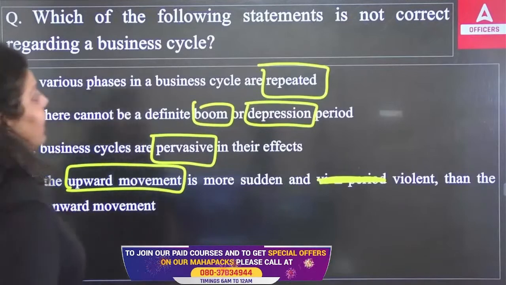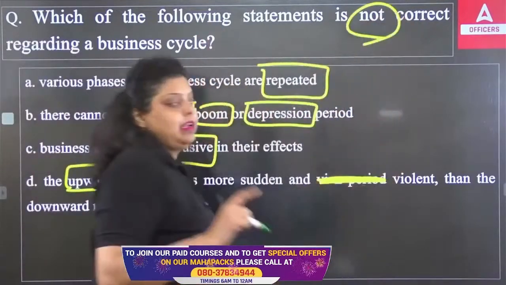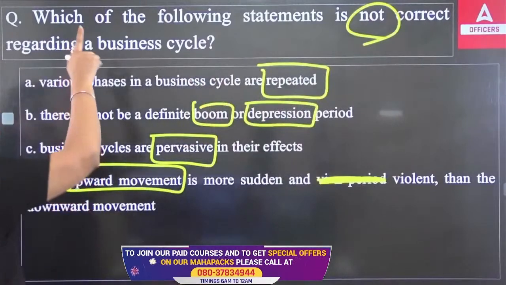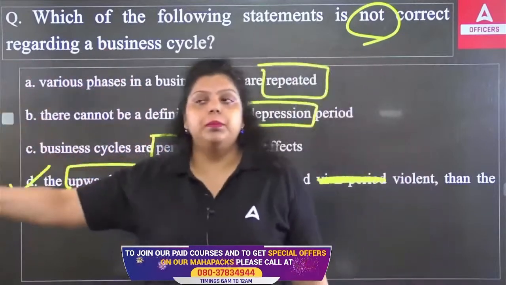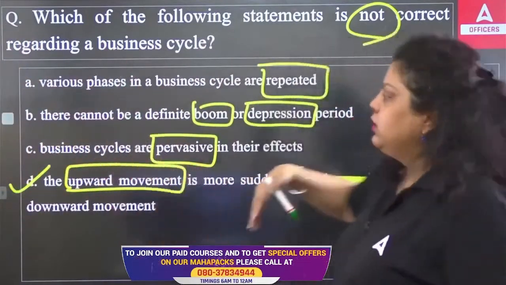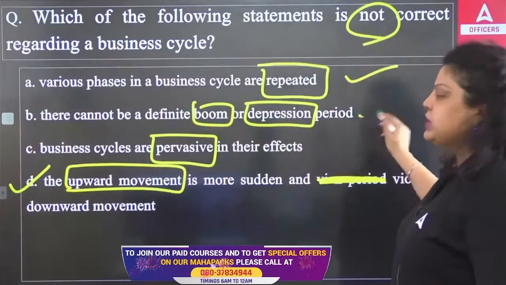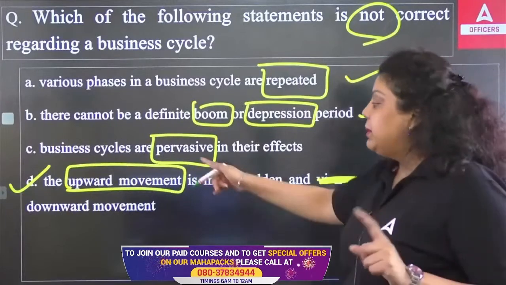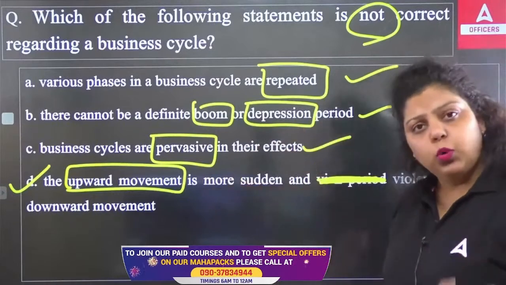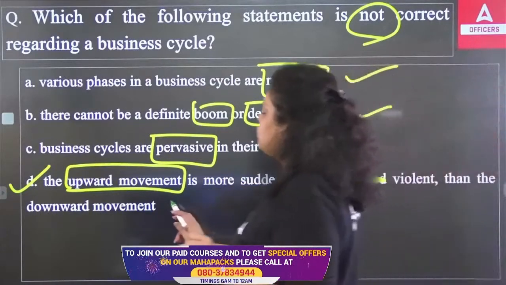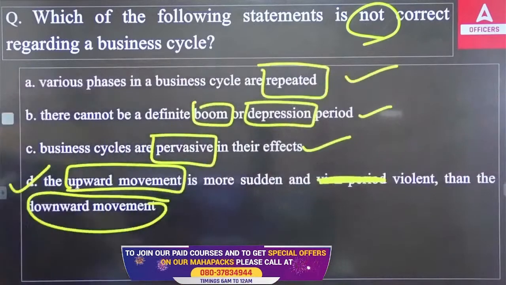So what do you think? Which of the following is not a correct statement regarding the business cycle? The right answer will be option D. The various phases are repeated, and that's true: your boom, your recession, your depression, then recovery again. This is going on. Definite boom and depression cannot be seen in the business cycle. That is also true. Pervasive means it has a bigger impact. That is also true. But is the upward movement more violent or sudden? No. The downward movement is more violent and sudden, because it creates a lot of issues and negative growth for the country. So the right answer will be option D.